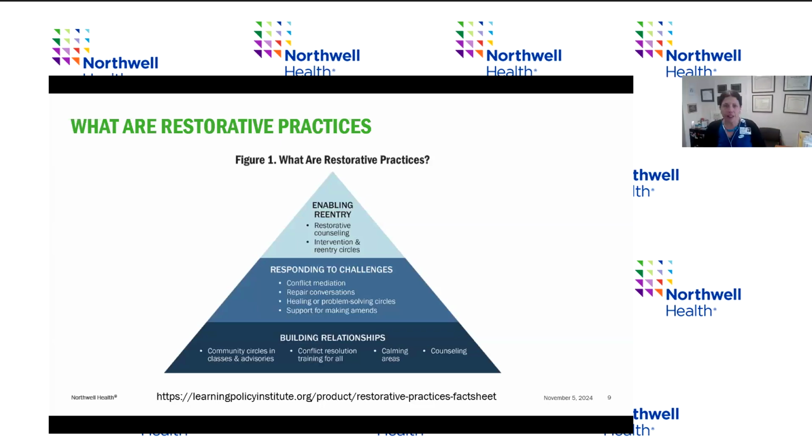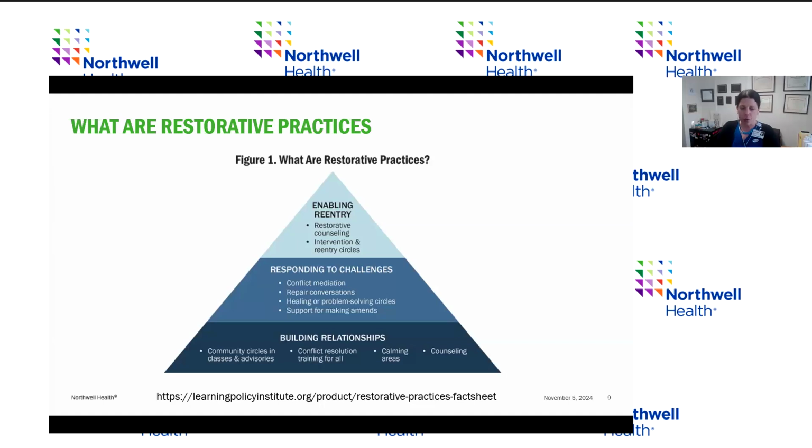And these are the different tiers of the interventions. The tiers, we're all familiar with tiered systems. Tier 1 is preventive services, so building relationships. And we're going to talk in more detail about community circles and classes and advisories, conflict resolution, spaces in our schools where kids can go to calm, and resources like counseling or support. Those are all at that base of building relationships.